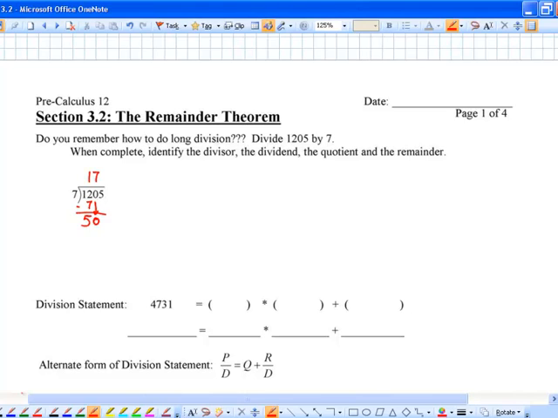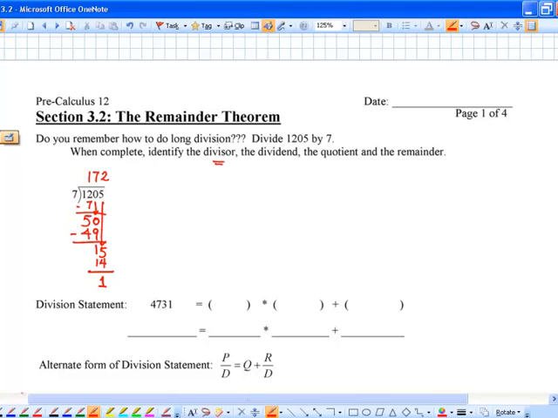Now you're asked, how many times does 7 go into 50? I think 7 would be the correct answer, so 7 times 7 is 49. You subtract once again. 7 can't go into 1, so you bring down the 5. And ask yourself, 7 goes into 15 how many times? Yes, 2 times. 7 times 2 is 14. And then you've got your remainder of 1.